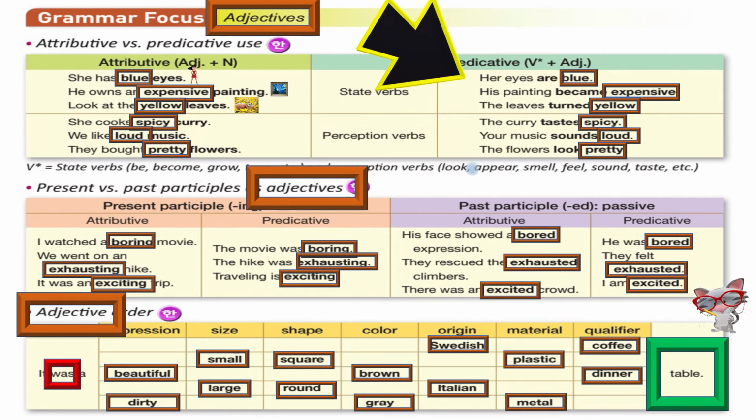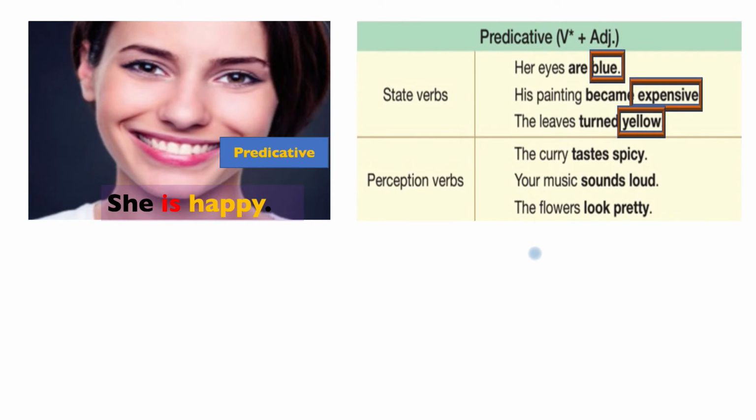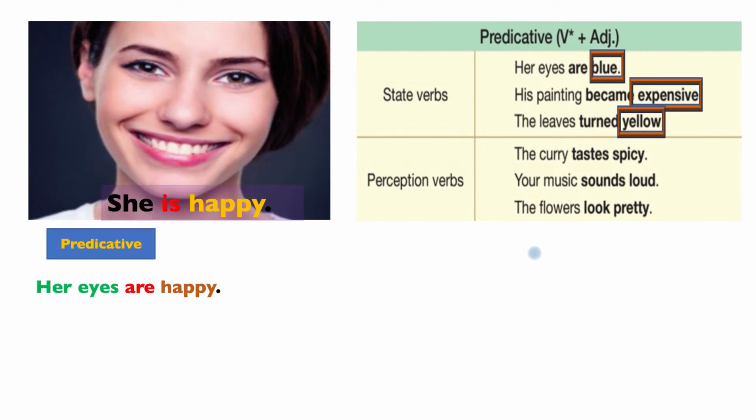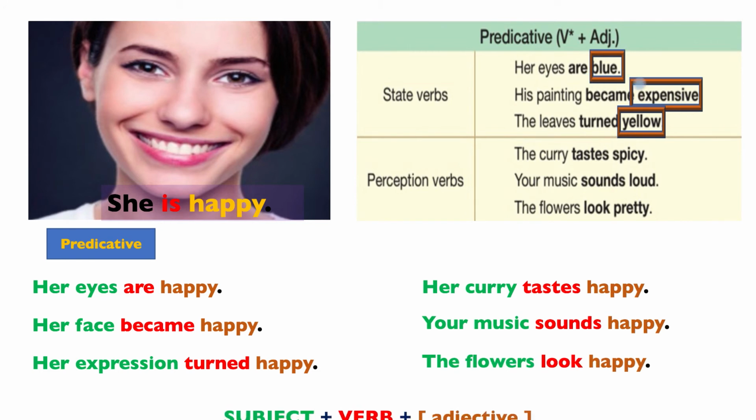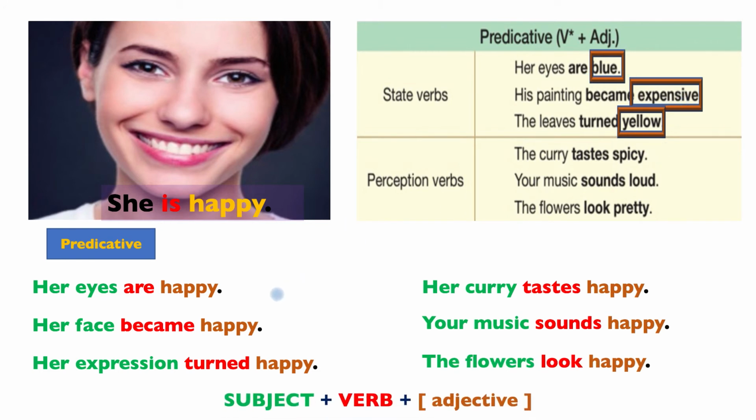So let's try the predictive. So with happy, these sentences you can change the adjective all to happy. Oh, her eyes are happy. Her face became happy. Her expression turned happy. The leaves turned. Her curry tastes happy. Possible. All right. Your music sounds happy. The flowers look happy. And these follow the subject, verb, adjective pattern. And as we said, you can have more than one adjective. You can say, her eyes are happy and beautiful. Beautiful. And blue. And so on.